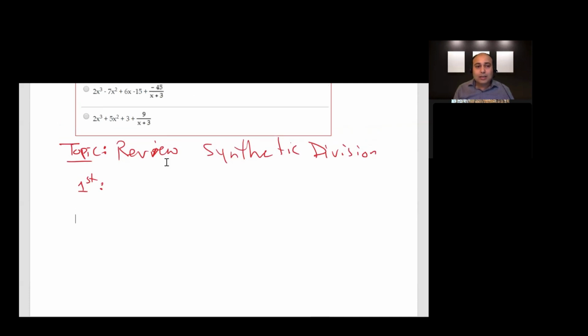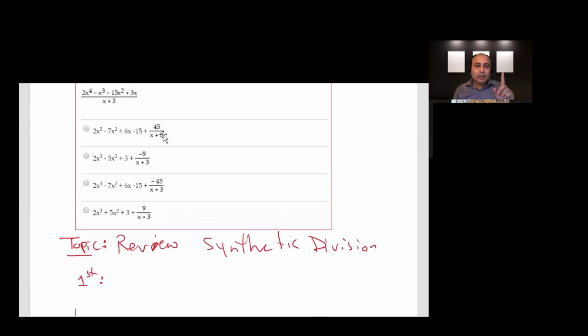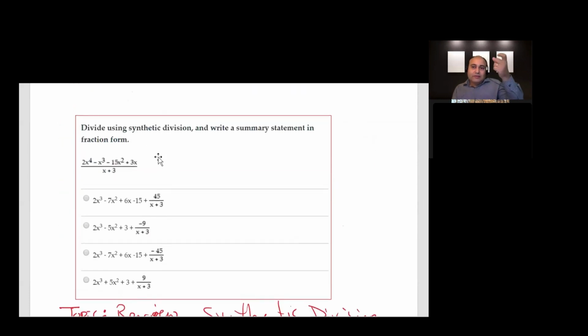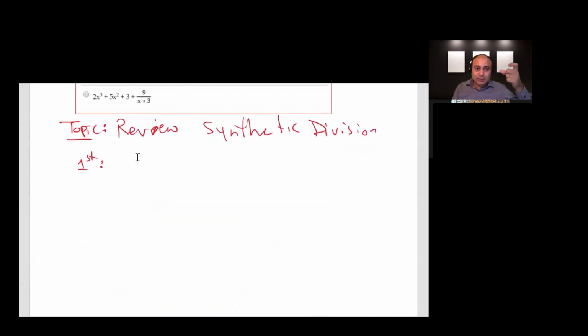Okay, your first step, you're gonna take the divisor. In this case, it's what? X plus 3, that's your divisor. So take x plus 3. So you make the divisor equals 0. That's your first step. Make the divisor equals to 0.